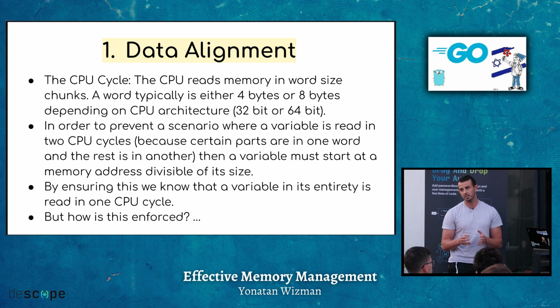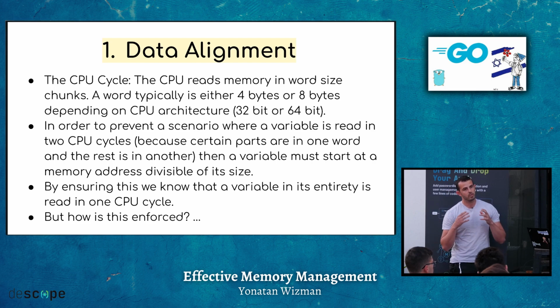Now what's a CPU cycle? Depending on the architecture of the computer, whether it's a 32-bit or a 64-bit architecture, the CPU reads instructions in word-sized chunks. It doesn't read it byte by byte. So if you're on a 32-bit architecture, it'll read it in a word size which is 4 bytes. And if it is a 64-bit architecture, it'll be reading it in 8-byte word chunks.